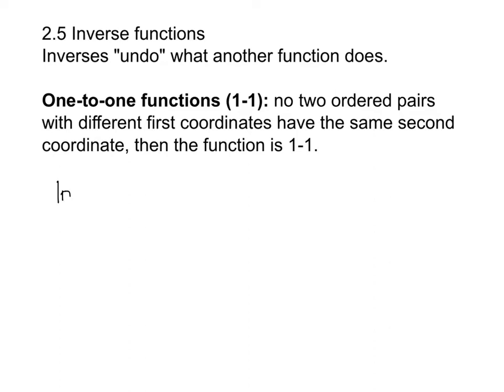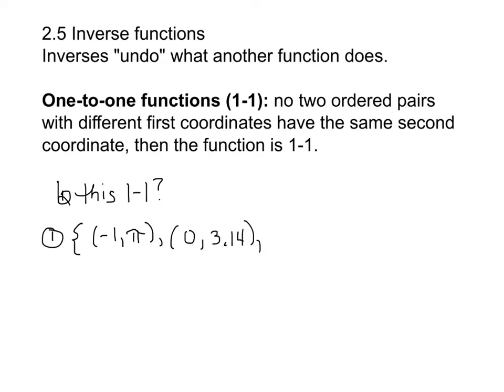So I thought what we would do is start by looking at some examples. So is this one-to-one? The first example we are going to look at consists of three ordered pairs: (-1, pi), (0, 3.14), and the last ordered pair is (1, 22/7). Notice all the x values don't repeat, so it's a function. Now we want to check to see if the y values are the same. So we have pi, 3.14, and 22/7.